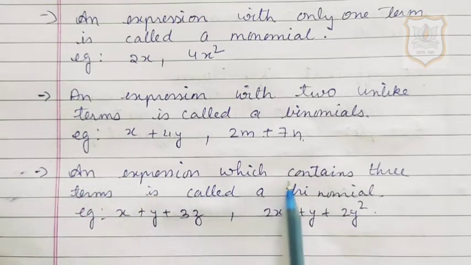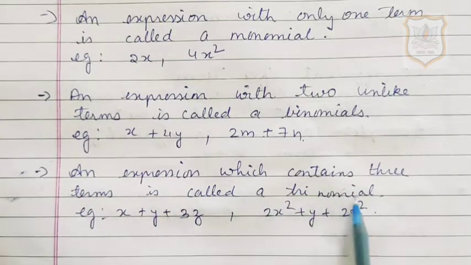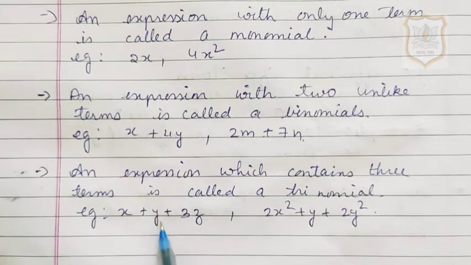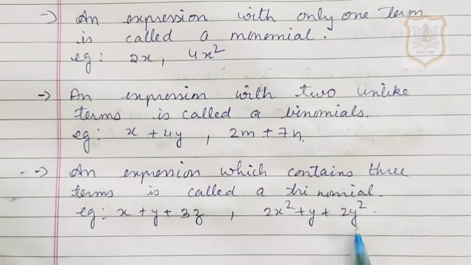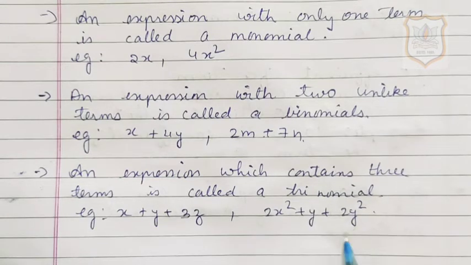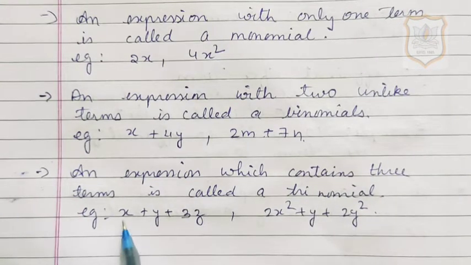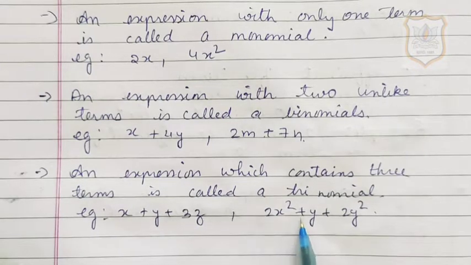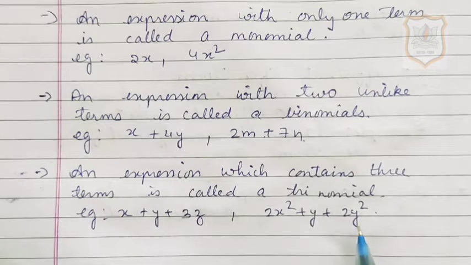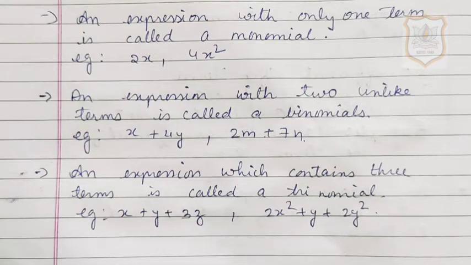Next, an expression which contains three terms is called a trinomial. Example, x plus y plus 3z or 2x square plus y plus 2y square. Students, here you can see that this expression has three terms, x, y and 3z. And this expression also has three terms, 2x square, y and 2y square. All the three terms are unlike, so they are called trinomials, or we can say polynomial also, as a polynomial has more than two terms.